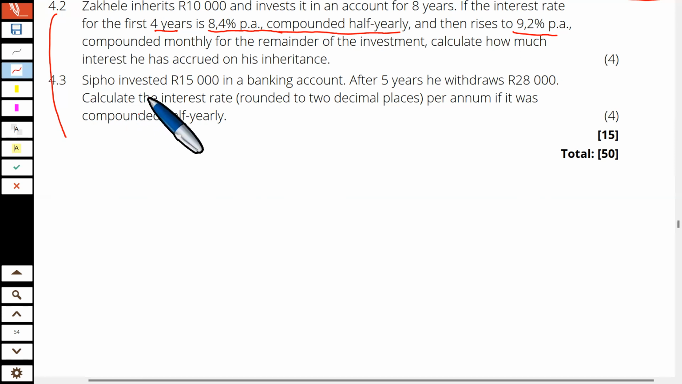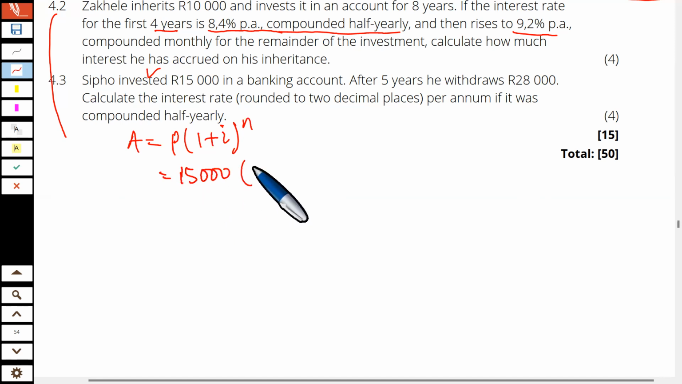Right. So after 60 vested, after 5 years withdraws. This one is not a lot of things that are happening, but it is an investment. So we're going to use the formula A equals P into 1 plus i to the power n. So Sipo invested 15,000 rand. In other words, he invests 15,000. After 5 years, he withdraws 28,000.